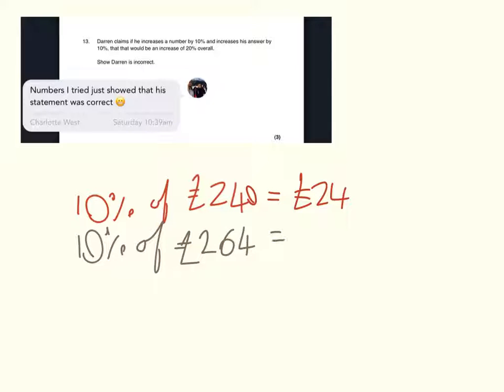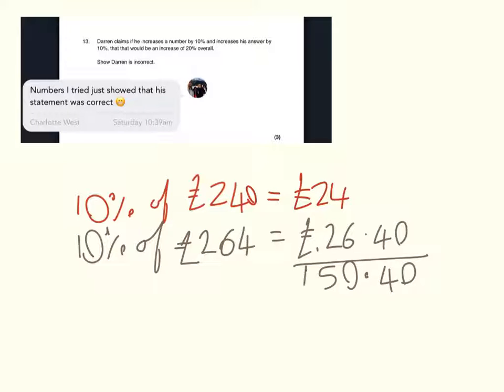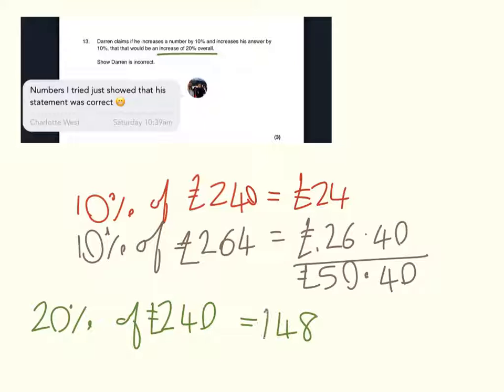So 10% of that is £26.40. Okay. So if I add those together, then the overall increase will be, carry one, £50.40. Now, what they're suggesting is that that would be the same as an increase of 20%. So let's find 20% of 240. And if you work that out, that will be £48.